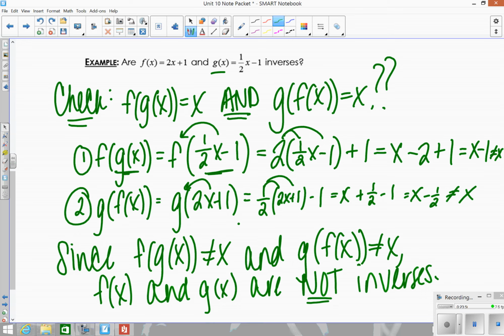Now, sometimes it will work where you get f of g of x equals x, and let's say g of f of x does not equal x. You would again have to conclude that they're not inverses.